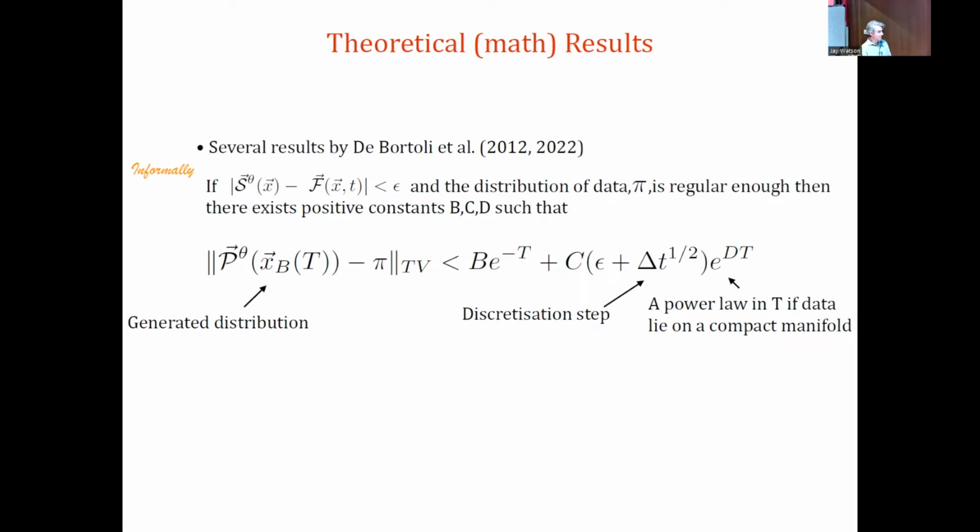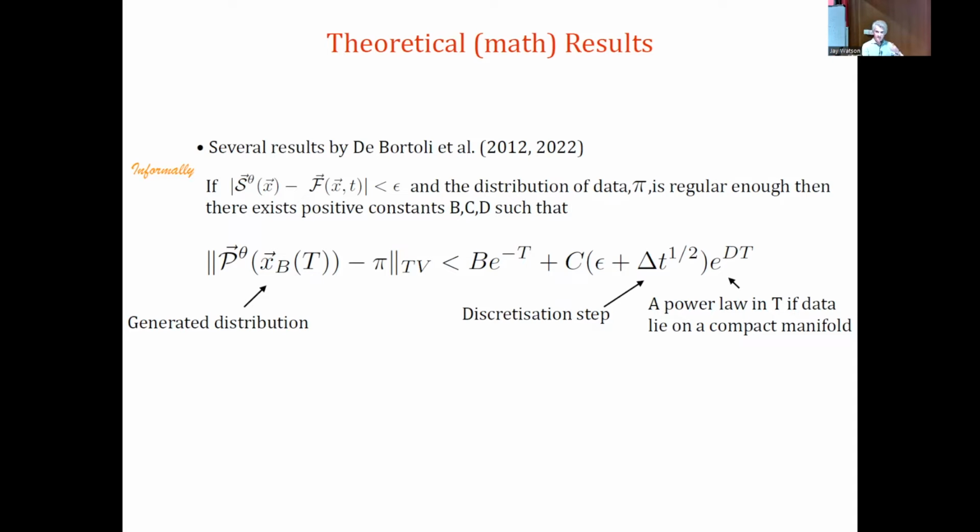So very formally, what they tell you is that if you find an approximation f theta of x that is close enough to the true score, and if the distribution of data is regular enough, then you can find different positive constants such that the probability distribution that you get from the model is close enough to the distribution of the data. And close enough means the total variation distance, for those who know it, otherwise it's just a distance. And you see that this is less than different factors.